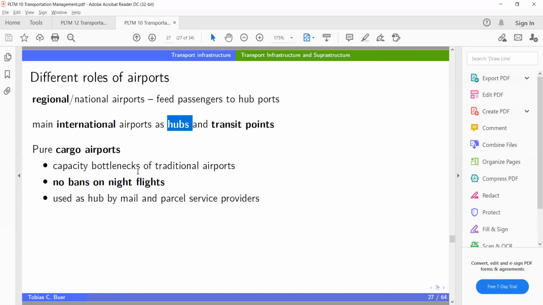So in many big cities in Europe or the US, airlines are not allowed to start and land, to arrive and depart, at every time of the day. So in many German airports, the planes are not allowed to fly during the night.